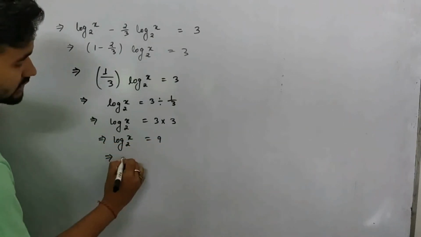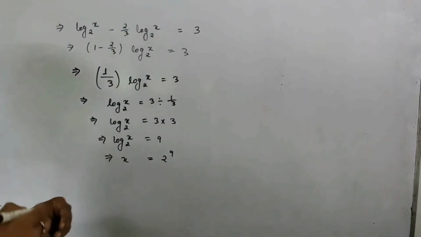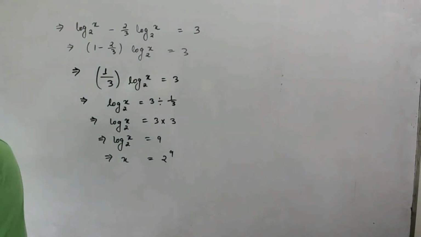So take it to exponential form. X will be equal to what? 2 to the power 9. So now let me see the answer, whether it is written like that, 2 to the power 9, or directly in rational form. Okay, the answer is 2 to the power 9 only.